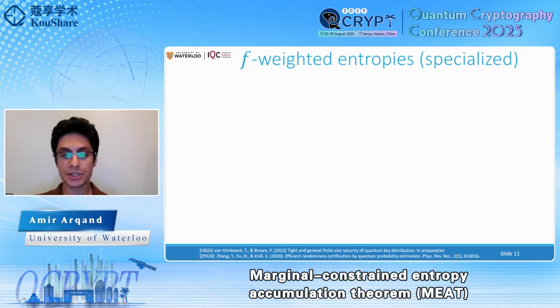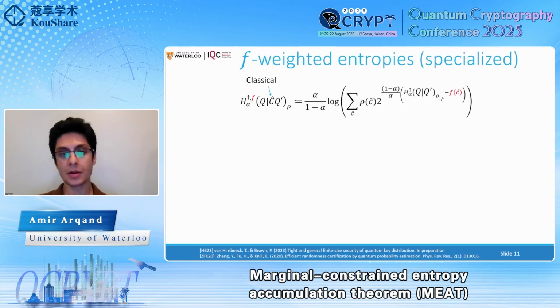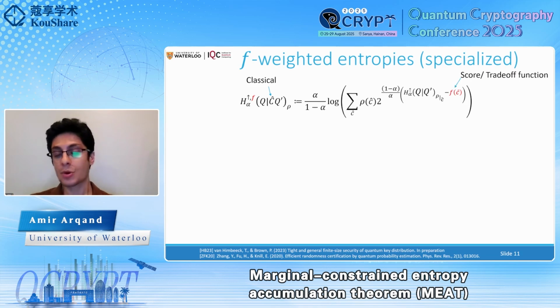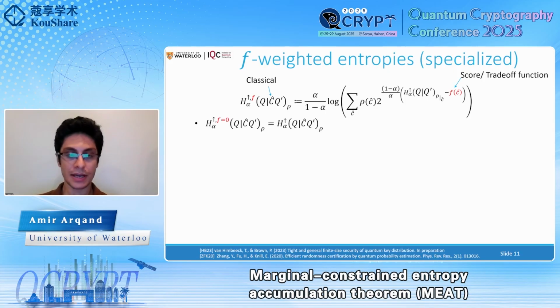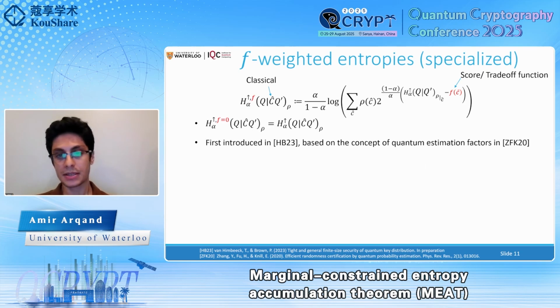So for that, we are first going to introduce a new family of entropies called F-weighted entropies, which are defined for classical-quantum states by the following expressions, where this F is going to be called a score function, or trade-off function, or sometimes called estimators. But to gain a little bit of an intuition of what this F-weighted entropy is, if we set F to 0, we recover the usual Renyi conditional entropy. So if you look at the term within the log, you can see that these Fs are somewhat weighting this sum appearing in the log. Hence the name F-weighted entropies. These entropies were first introduced by Van Himbeeck and Brown based on a concept of quantum estimation factors.